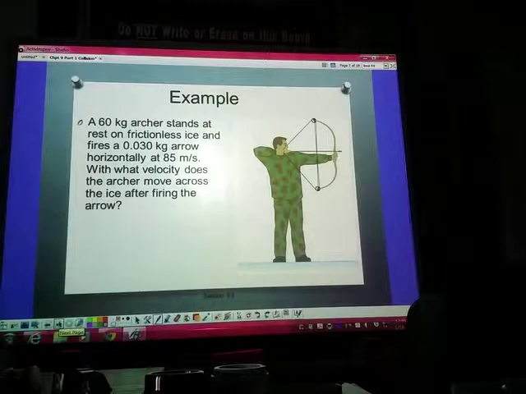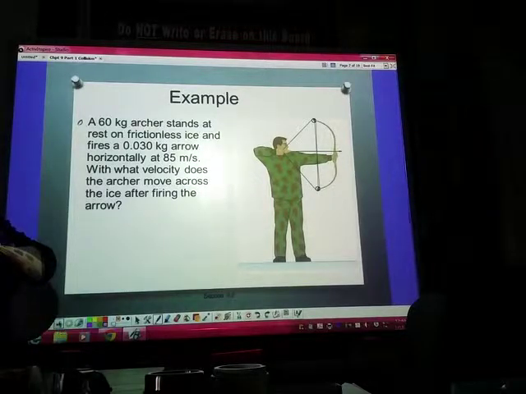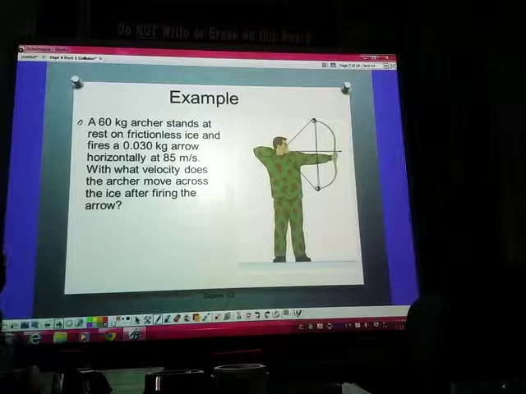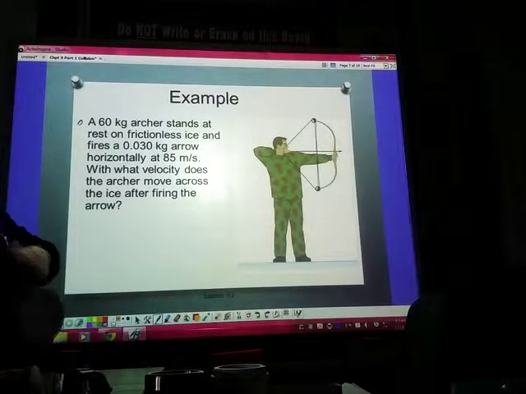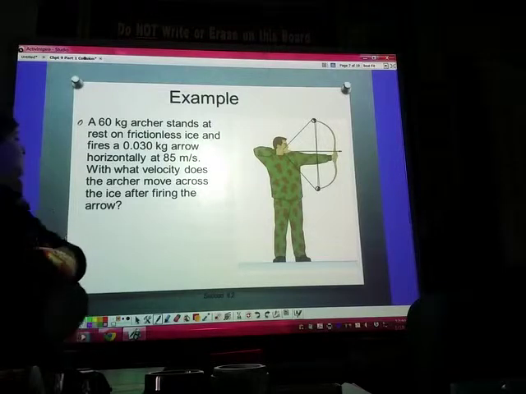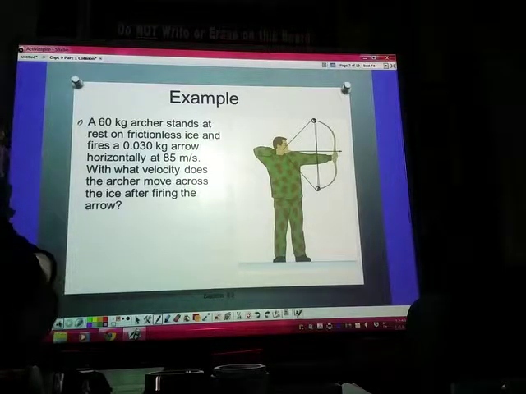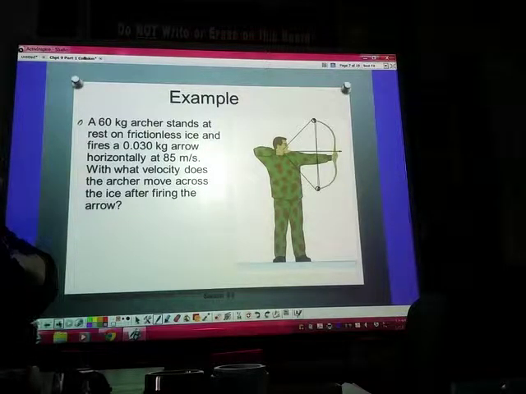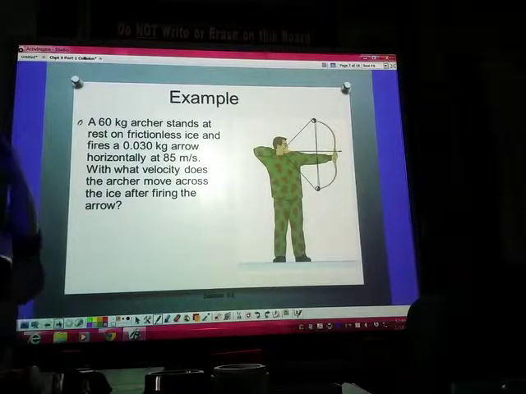So let's do a very quick example, and then this is the last slide, guys, and we'll go to the next video, okay? So it says a 60-kilogram archer stands at rest on frictionless ice and fires a 0.030 kilogram arrow horizontally at 85 meters per second. With what velocity does the archer move across the ice after firing the arrow?